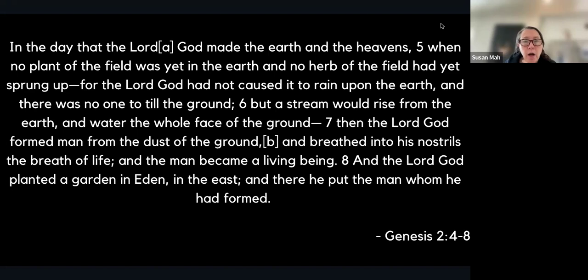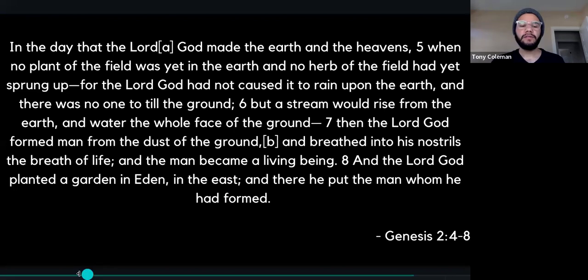In the day that the Lord God made the earth and the heavens, when no plant of the field was yet in the earth and no herb of the field had yet sprung up, for the Lord God had not caused it to rain upon the earth, and there was no one to till the ground, but a stream would rise from the earth and water the whole face of the ground. Then the Lord God formed man from the dust of the ground and breathed into his nostrils the breath of life, and the man became a living being. And the Lord God planted a garden in Eden in the east, and there he put the man whom he had formed.